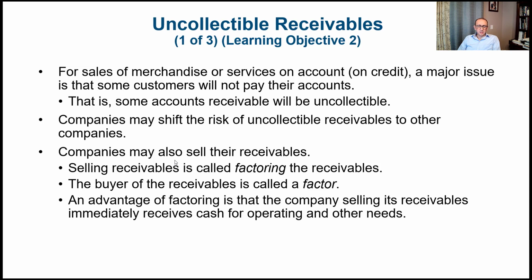That's another way of dealing with uncollectible receivables: by factoring the receivables. Selling receivables is called factoring the receivables. The buyer of the receivable is called a factor. An advantage of factoring is that the company selling its receivables immediately receives cash for operating and other needs. Of course, they're not going to sell it dollar for dollar, but sometimes they can sell it for like 80 cents per dollar. And that way, they don't need to worry about the collection of these accounts receivable, if somebody's not going to pay, and how they're going to collect it, and all these kinds of issues.